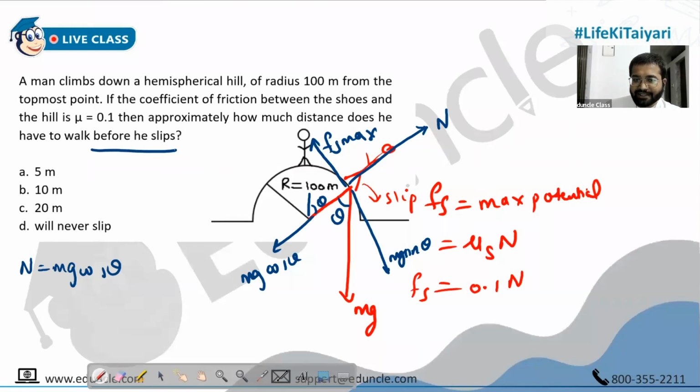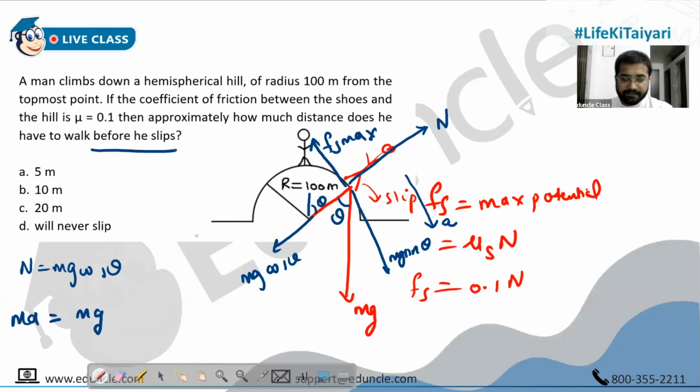But what should be the direction of acceleration? This is the direction of acceleration. So mass into acceleration is provided by, who is the force in the direction of acceleration? So can you understand that he has not started slipping yet? It is all before he slips.